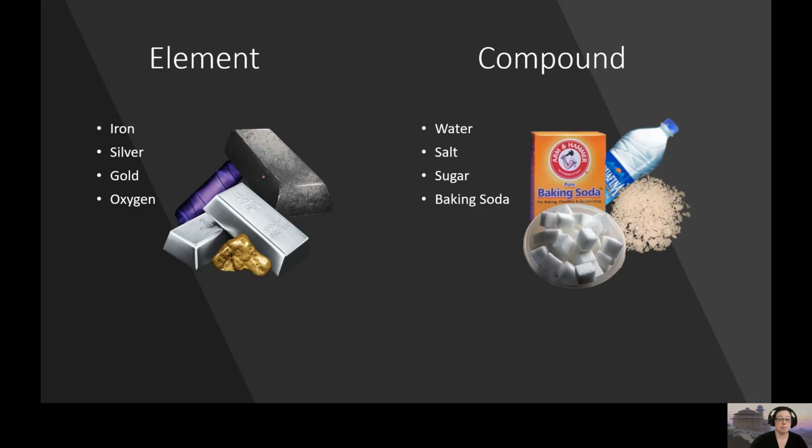And just some more examples of elements. You have things like iron, silver, gold, oxygen. And then on the right, your compounds, things like water, salt, sugar, and baking soda. Okay, so those are your examples. And remember, pretty much everything that's in the PowerPoint should be going into your notes.